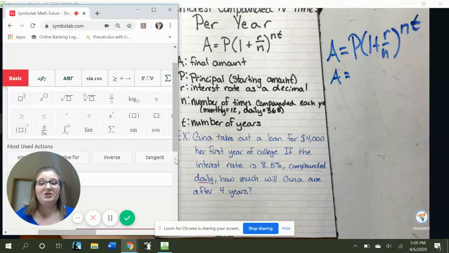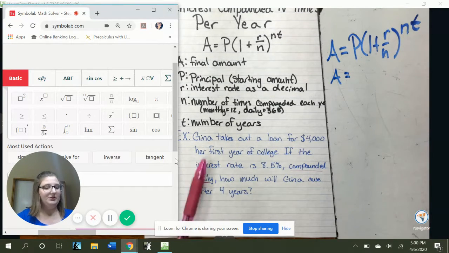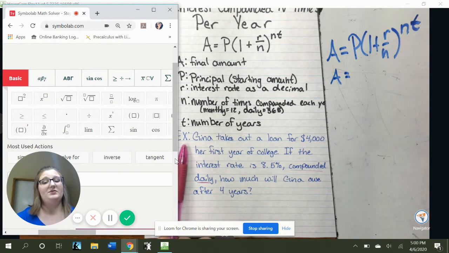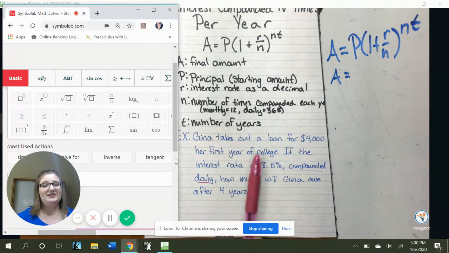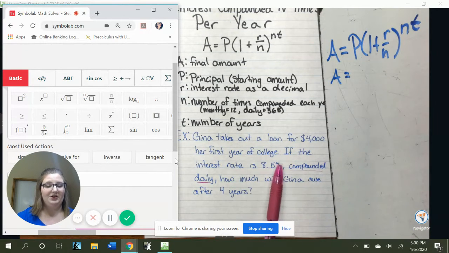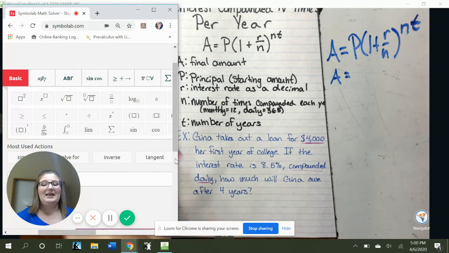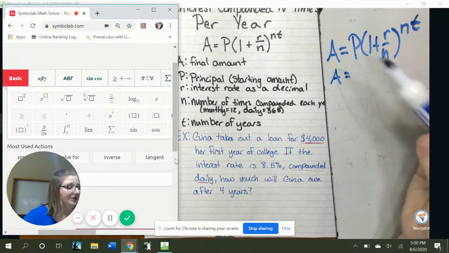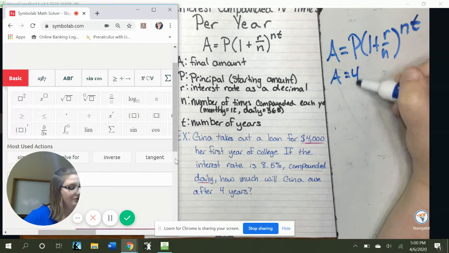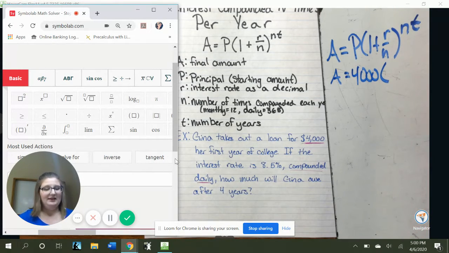Next, we get to P, which is our principal or starting amount. So we need to look in our problem for something that could be our starting amount of money. Reading the problem, it says Gina takes out a loan for $4,000 her first year of college. So we've got this $4,000 right here that's been borrowed. That's the principal amount that's been borrowed at the very beginning. So where we have P in our formula, we're going to plug in that number 4,000. And then next we have 1 plus r over n. We can't do anything with the number 1. It's just a number in the formula. When we get to r, though, we need to figure out what r is equal to.